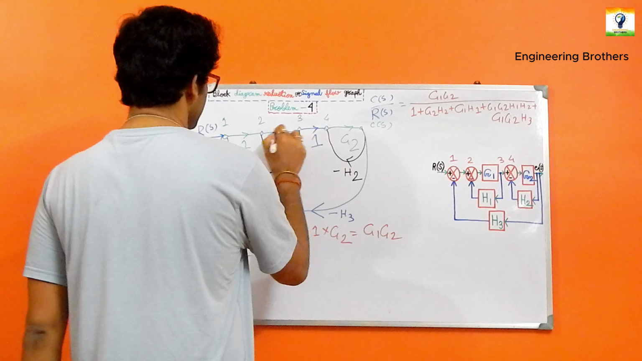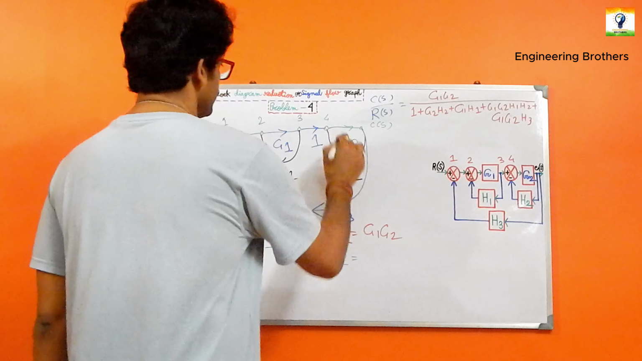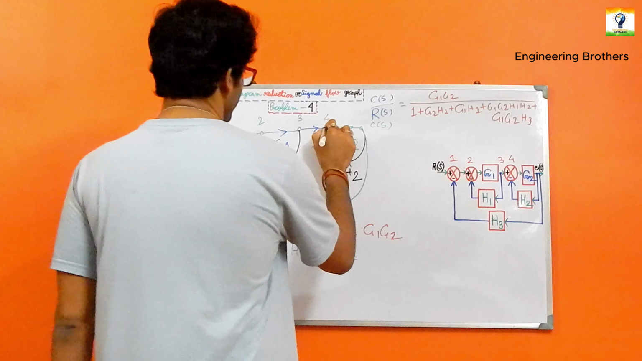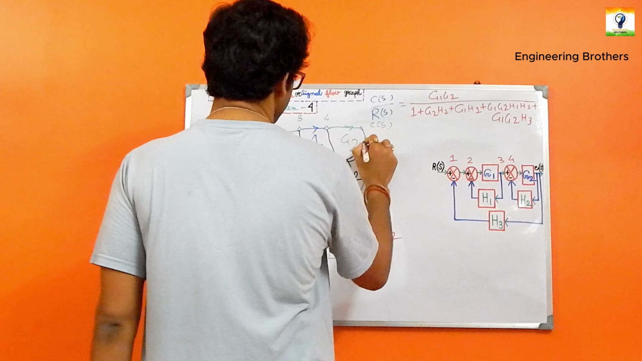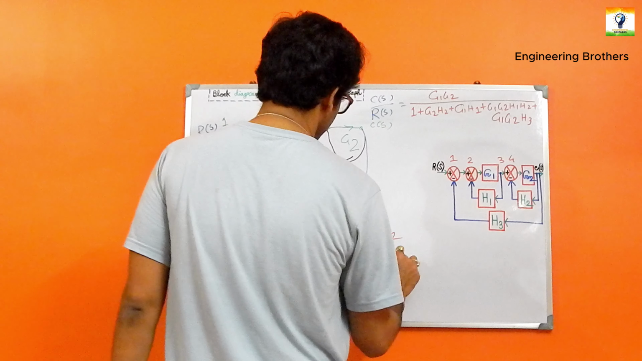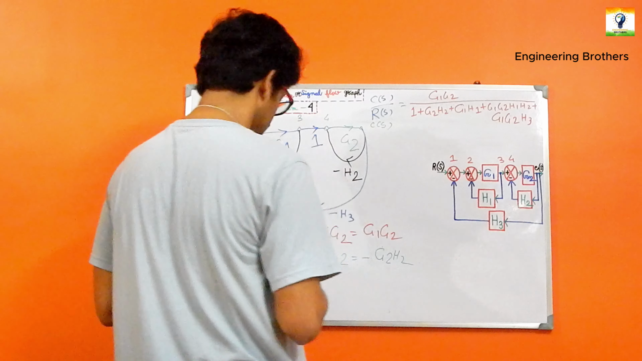In our next considered part, the next loop will be this one. Once again, it has started from 4 and it is going towards our CS, and from CS it is coming back towards our node 4 over here. And the gain for that loop will be minus of G2 H2 over here.